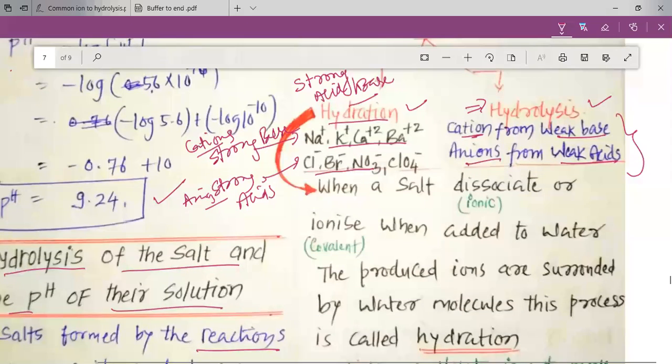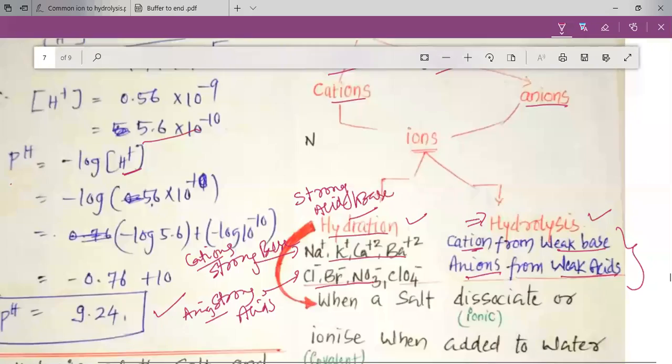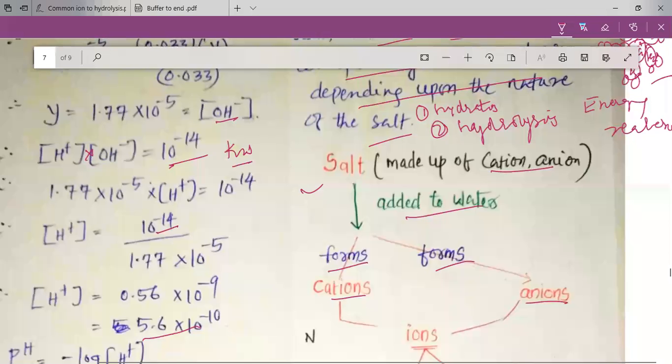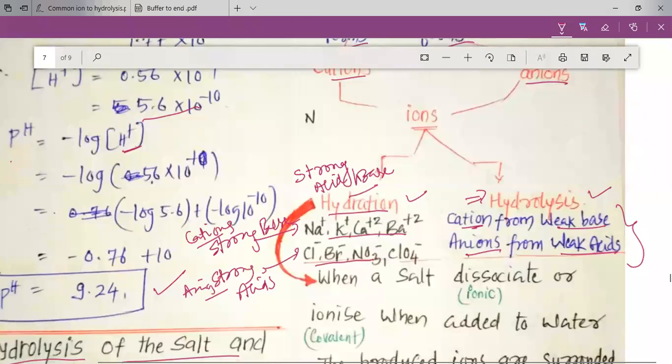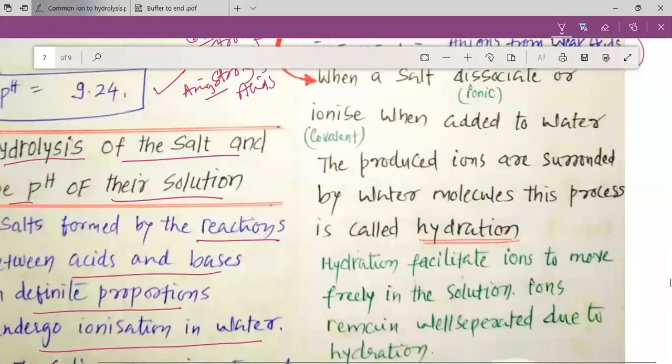Please remember this. And my dear students, this salt is formed by the reactions of acid and base. So we have various types of salt that we have studied. We can have acidic salt, basic salt and neutral salts. We will study them in detail, don't worry. Now let me read the next text for you.